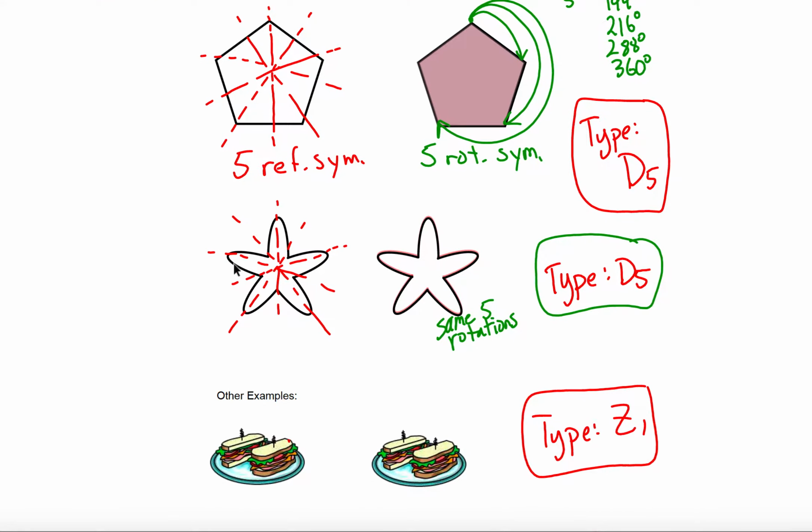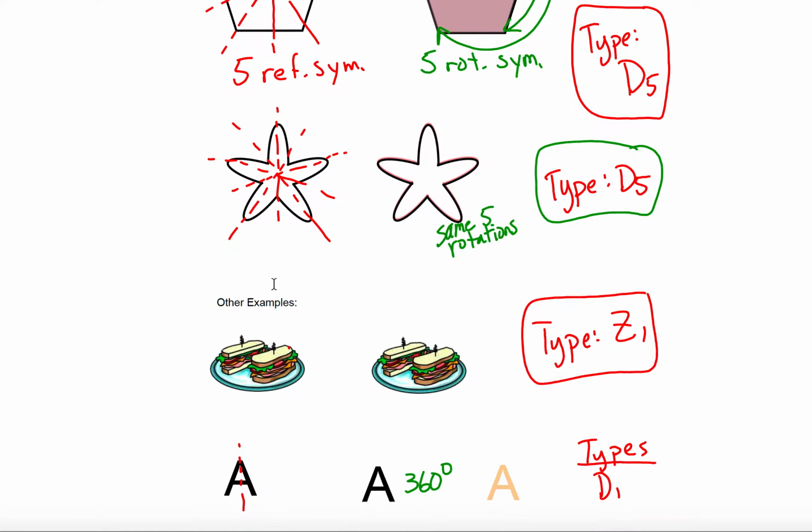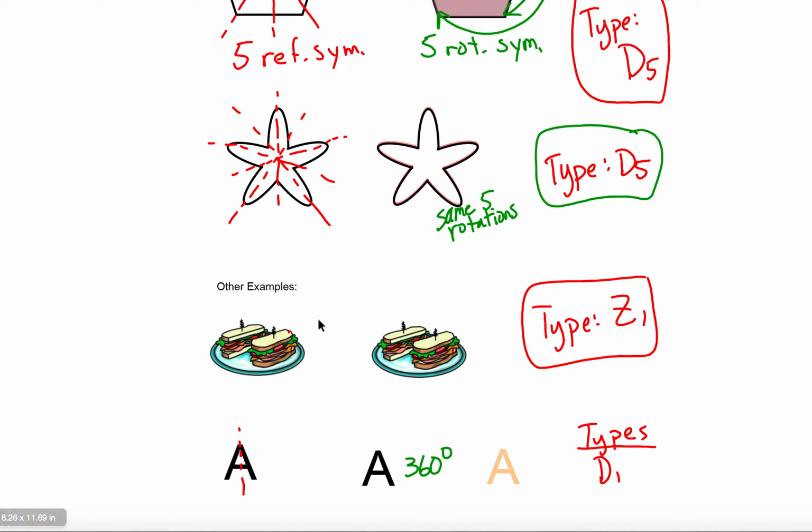This petal shape, again, if I were to draw a line through here, one side would look like the other, same thing here, and I can do that 5 different times, and then I can rotate around. This is a lot like the pentagon up here, so we go 5 times around, and we'd have a D5 because it's 5 rotations and 5 reflections. This one has no reflective symmetries. This sandwich does have a rotational one, namely going around 360 degrees. So it's a Z because it only has rotation, and it's 1 because it only has 1.